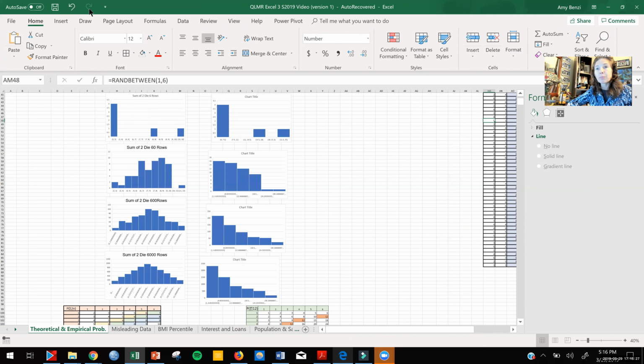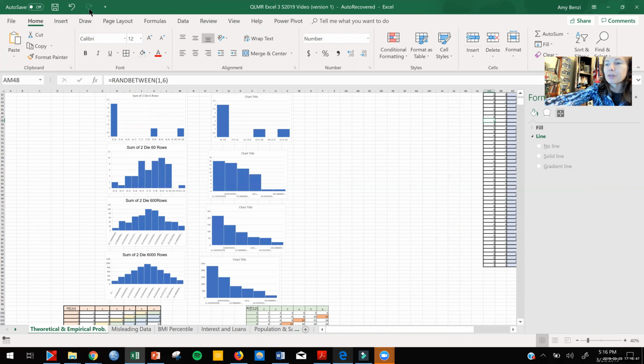Like the theoretical probability, we use mathematical probabilities. Empirical probabilities, we actually have to do experiments to calculate that. And the more experiments we do, or the more people we collect our data from, the more we can find out the true distribution of the data.